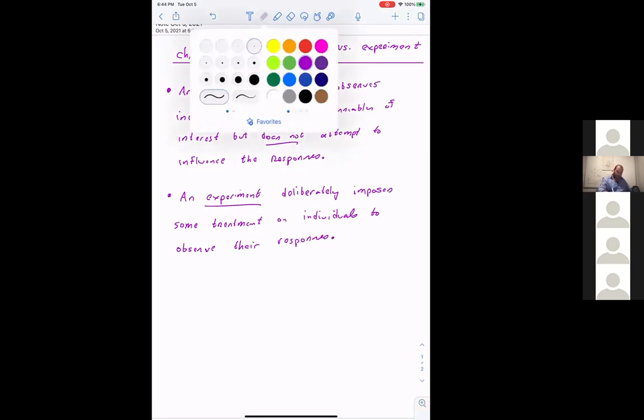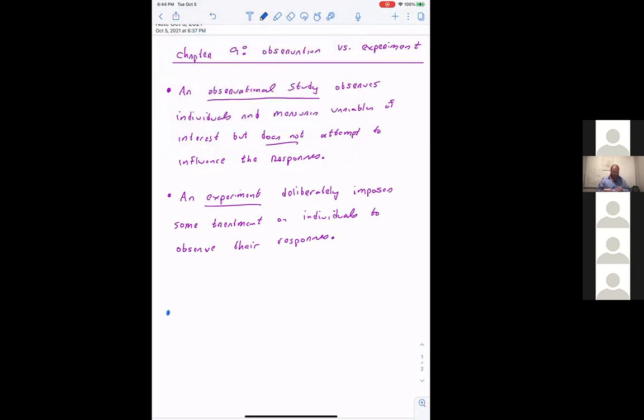Yes. Okay, next definition. So this chapter is very non-mathematical, just lots of definitions. Two variables are confounded when their effects on a response variable cannot be distinguished from each other.